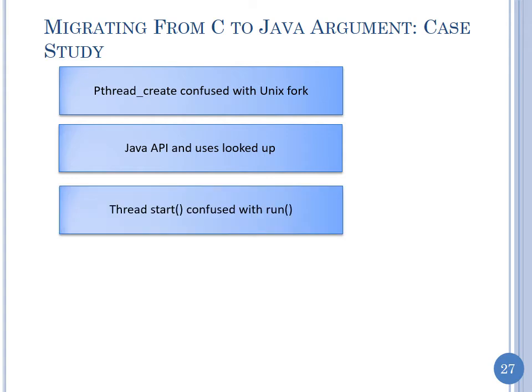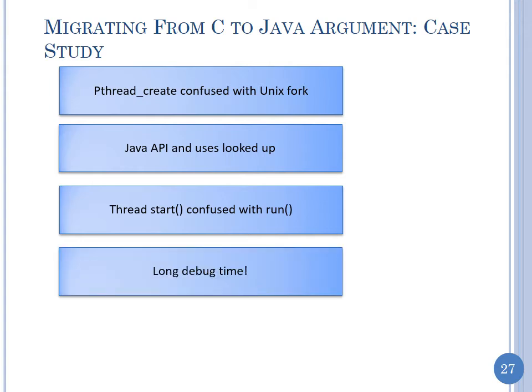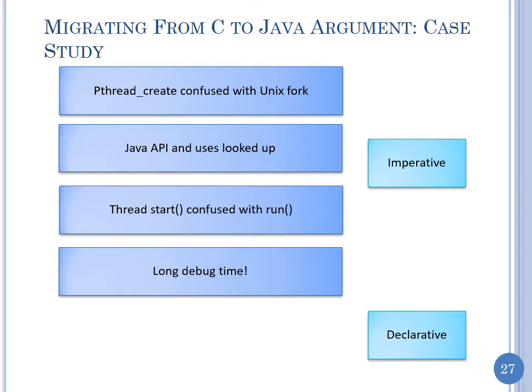And he spent 2 days, and some of you, I believe, like Andrew, had the same problem in 524, confusing thread.start with thread.run. He took a while to figure that problem out. So there was a long debug time. This is my experimental result. Now here's the conjecture. So this is imperative constructs.